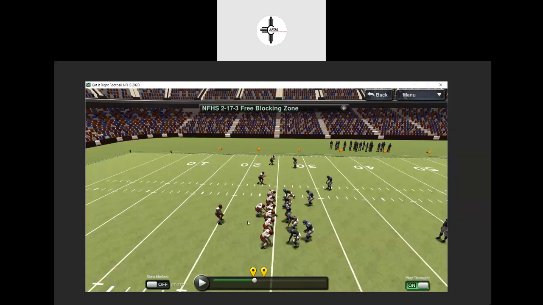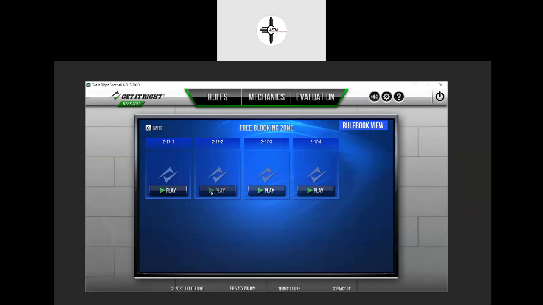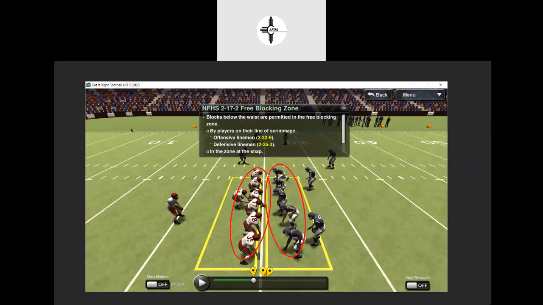Is that still legal? So you're talking about at the snap? Right. Clipping is not legal anymore. You can block below the waist at the snap in the free blocking zone, as long as the ball hasn't left the free blocking zone, but clipping is illegal anywhere on the field. Correct. I just wanted to make sure I got the terminology right and understood what the question was. Yes, that was actually the question I was having. Thank you.